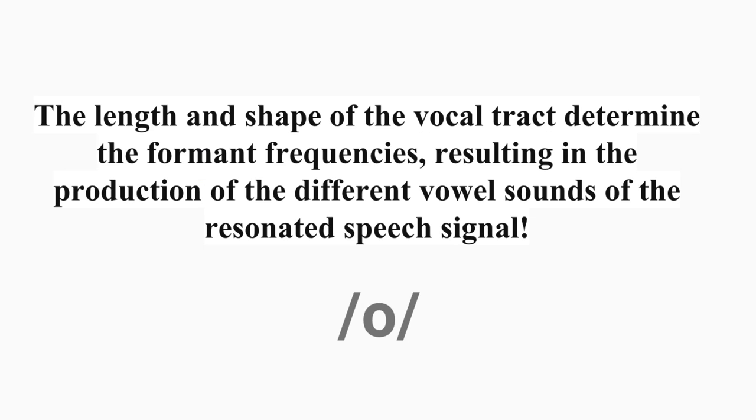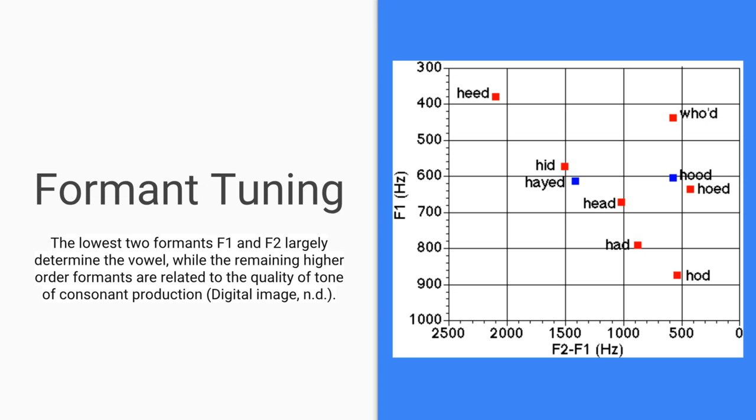The length and shape of the vocal tract determine the formant frequencies, resulting in the production of the different vowel sounds of the resonated speech signal. Formant tuning. The lowest two formants, F1 and F2, largely determine the vowel, while the remaining higher order formants are related to the quality or tone of consonant production, which we'll get into later. Notice the blue square next to hood, which we are currently exploring.